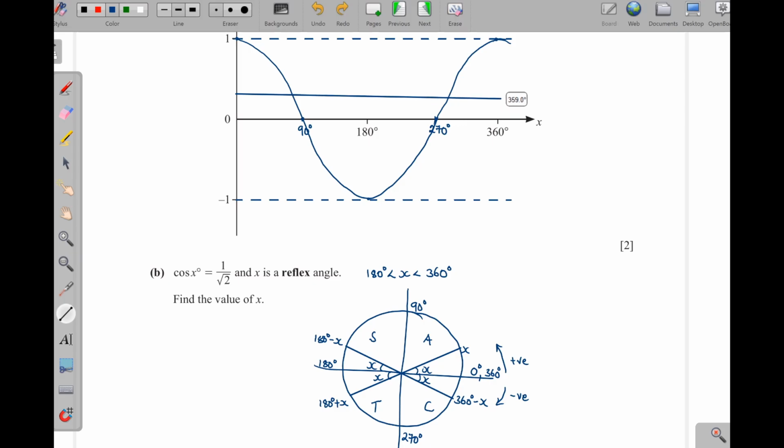So if I draw this line, maybe that is the 1 over root 2. You can see that it intersects this curve in the first quadrant because cosine is what? Positive. Then it also intersects this curve in the fourth quadrant. Again, that is where cosine is what? Positive. Do you see that?